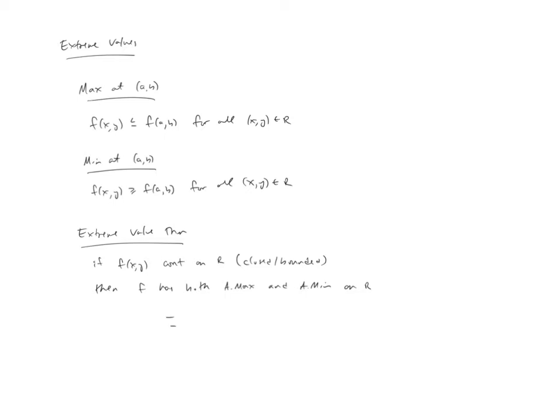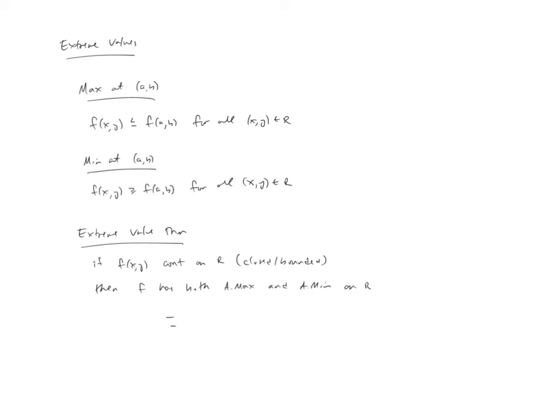A minimum would be the opposite. A minimum would say that the z coordinate at AB is going to be less than or equal to this guy right here. So it's below all of the other z coordinates for all xy ordered pairs in region R. So again, very generic definitions for maxes and mins.